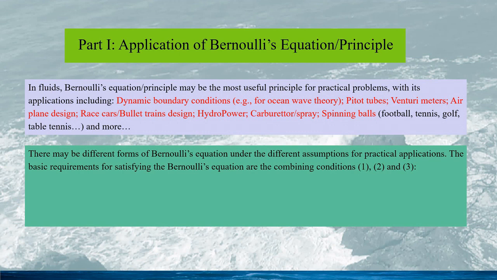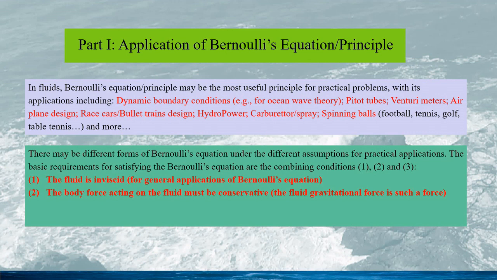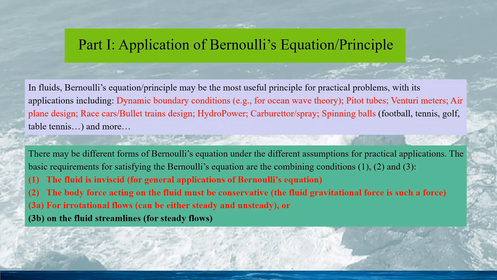under the different assumptions. Generally, the Bernoulli's equation can be derived under three combined assumptions, 1, 2, and 3. The fluid is inviscid. The body force acting on the fluid must be conservative. The fluid gravitational force is such a force. The flow is either irrotational, which can be either steady or unsteady, or on the fluid streamlines. This is only for steady flows.